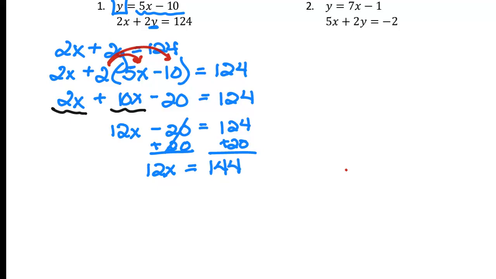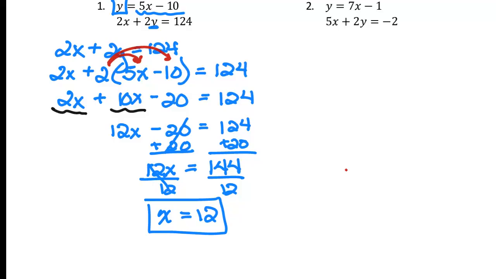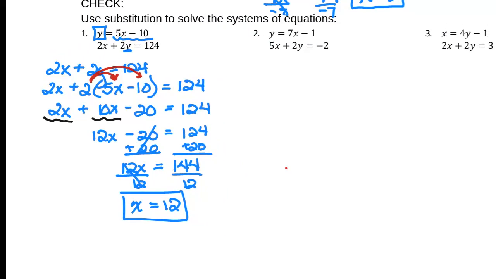12x means I'm multiplying. You want to undo that multiplication. So you divide by 12. And x is equal to 12. And you're like, hey, I'm feeling pretty good. I've got x. Don't forget, you need to also find y.